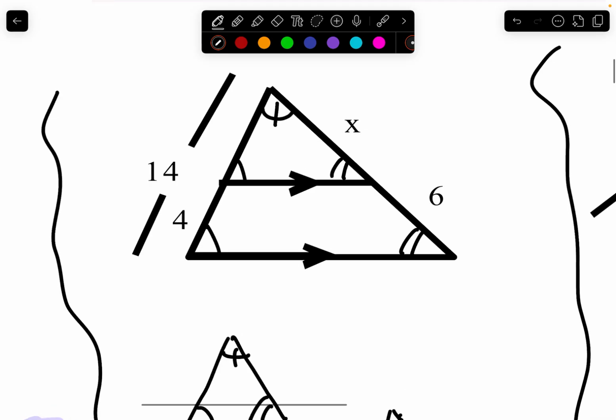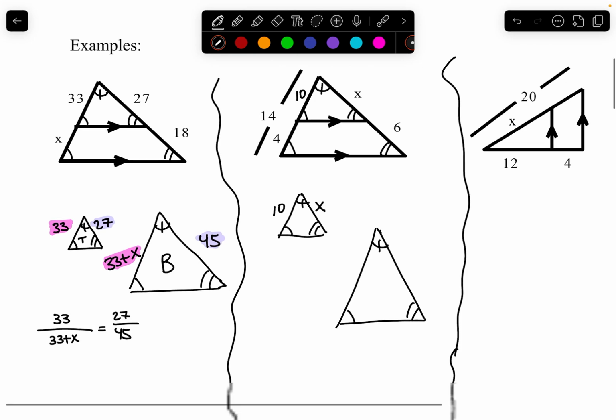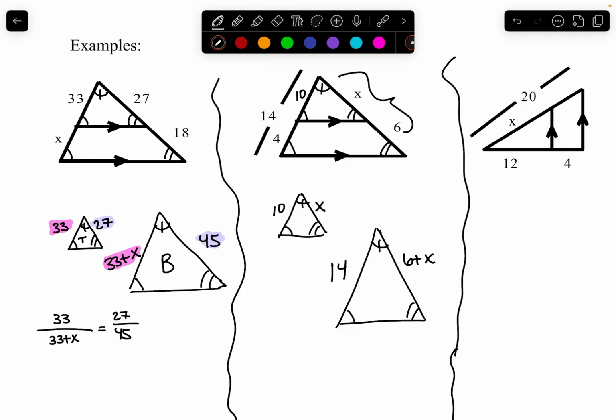If you look up here, I don't know what the top part of this triangle is, but good news for me, I was given the full side length and then this bottom part here. So to find that other side, you just do 14 minus 4 and you get 10. Yay. So now I know that this is 10 and this is x. I already know that this side over here is 14 because it tells me that. This over here will be 6 plus x.